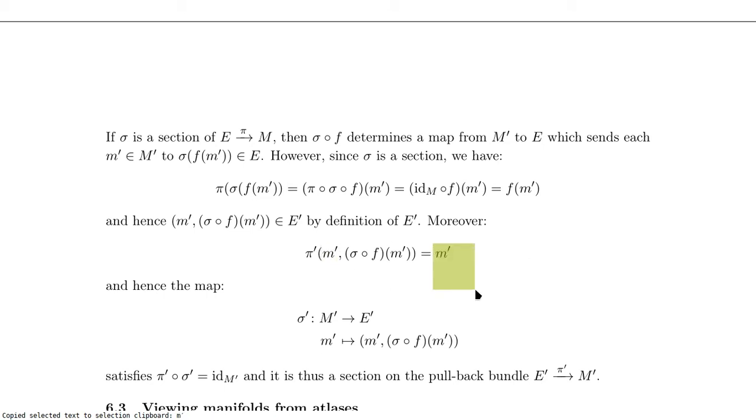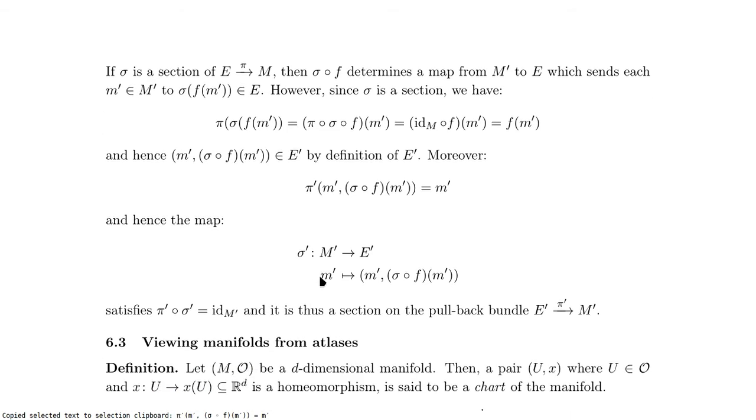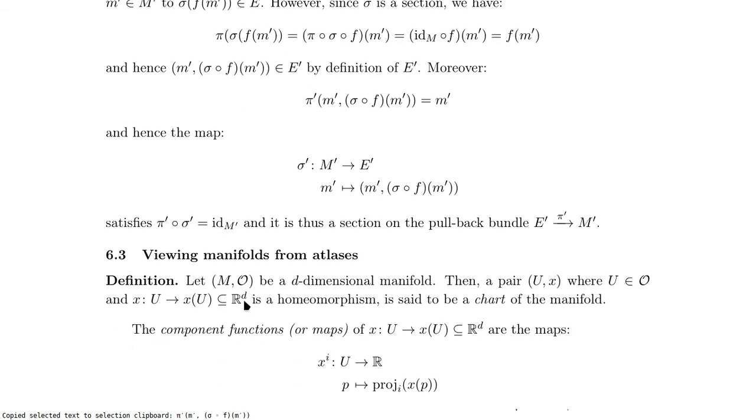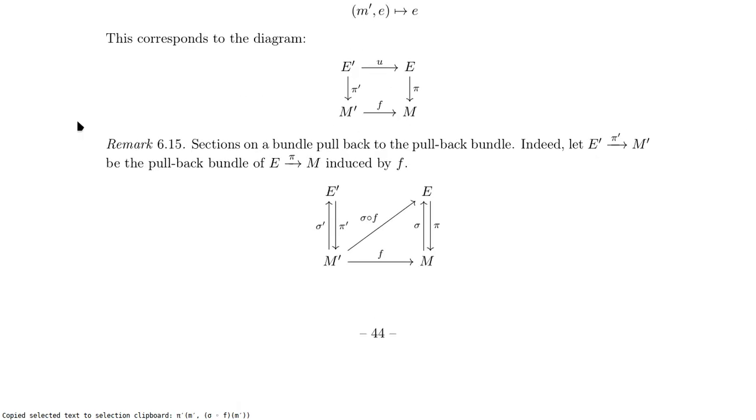So you get little m prime, and so what this does is sigma prime is going to be from m prime to this, and obviously this is a section, because if you compose it with pi prime, you're going to get the identity on m prime. Yes, it's going to be a section. So essentially, sections get pulled back to sections.